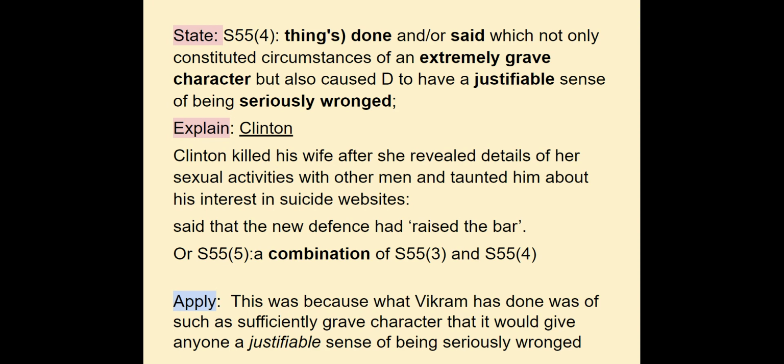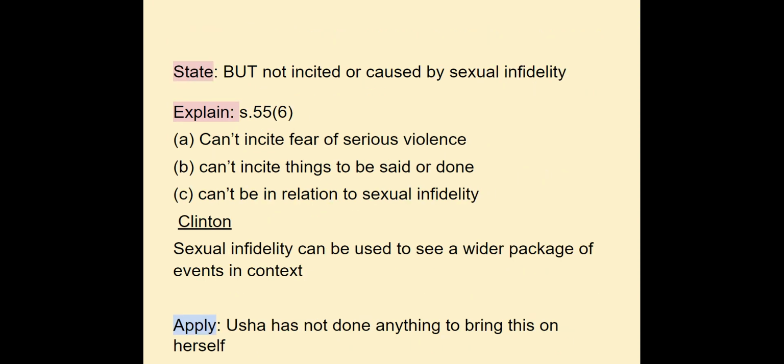In this case, because what Vikram has done was of sufficiently grave character, it would give anyone a justifiable sense of being seriously wronged. However, you can't incite somebody to fear something, incite somebody to say something, and it can't be in relation to sexual infidelity. But again, Clinton says sexual infidelity can be seen as a wider package of events. So if Usha had killed her husband because he'd had an affair, then she wouldn't be able to use the defence, but that is not why she acted in this circumstance. And we can apply by saying Usha has not done anything to bring this on herself, and she did not kill in relation to the sexual infidelity.